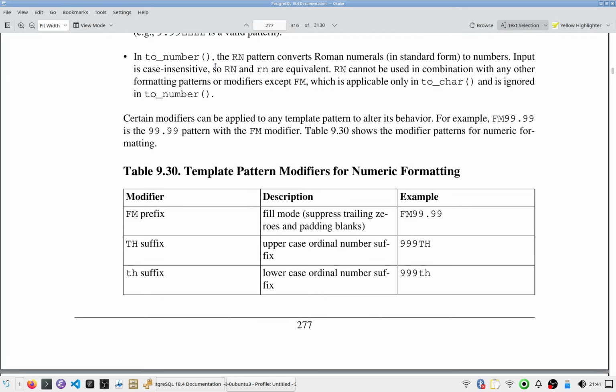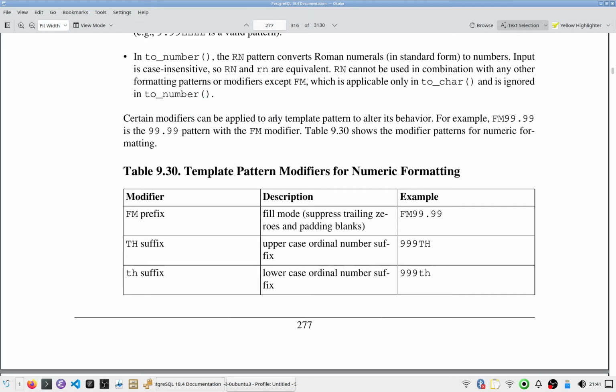In to_number, the RN pattern converts Roman numerals to numbers. Input is case insensitive, so RN, rn, and Rn are equivalent. RN cannot be used in combination with any other formatting patterns or modifiers except FM, which is applicable only in to_char and is ignored in to_number.